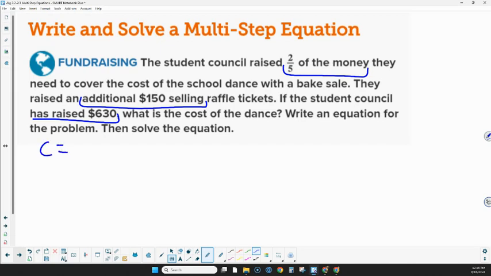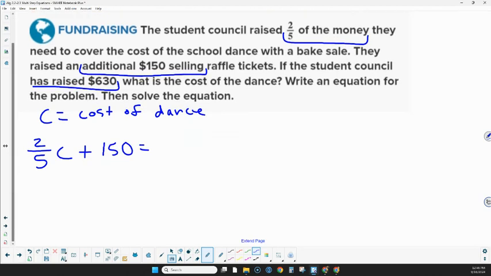So we're going to set up a variable. C is going to be the cost of the dance, like the amount of money they need to put it on, not cost per person. And they've already done 2/5. So 2/5 of the cost they raised, but then they also had this 150 that they raised with raffle tickets that was additional to the 2/5 that they had. And currently they have 630. Okay, so that's how you would set up the equation, which is probably the more difficult part about it.